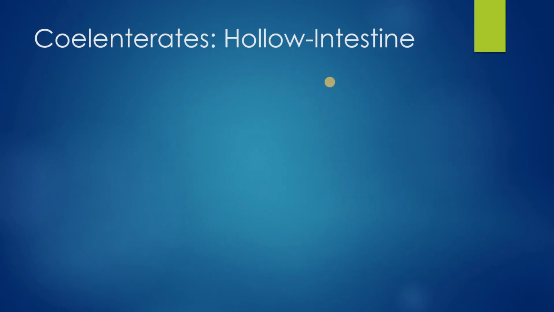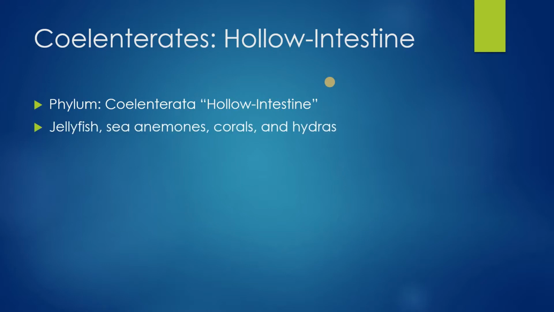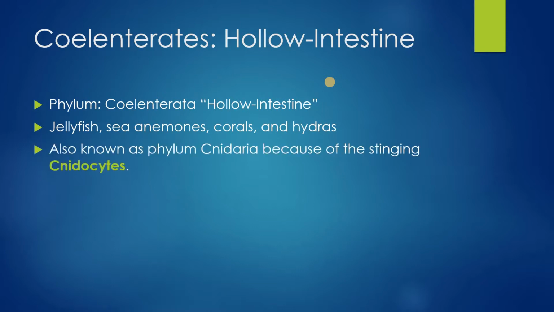All right, so that was the group known as echinoderms. Echinoderms, of course, are spiny. This next group is known as the coelenterates, and so coelenterates have a hollow intestine. Hollow intestine. And so coelenterate, phylum Coelenterata, hollow intestine. Now this includes jellyfish, sea anemones, corals, and hydras, and I'm going to spend a lot of time talking about these actually. Jellyfish, sea anemones, corals, etc.